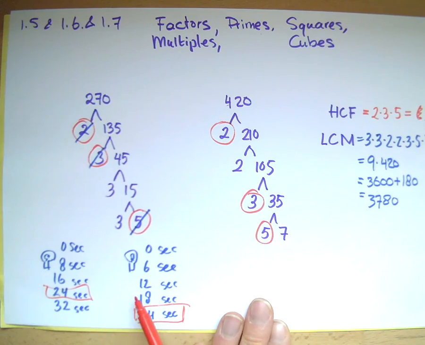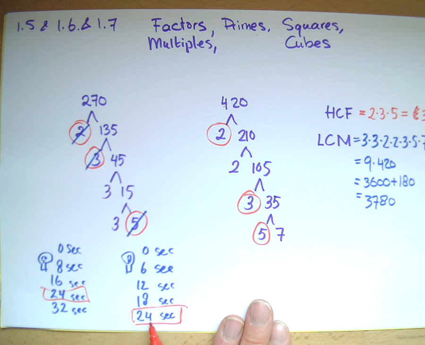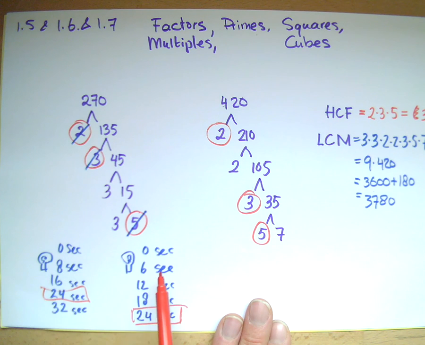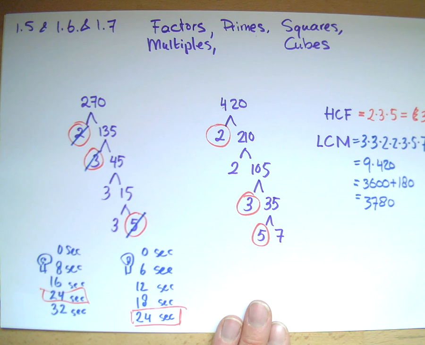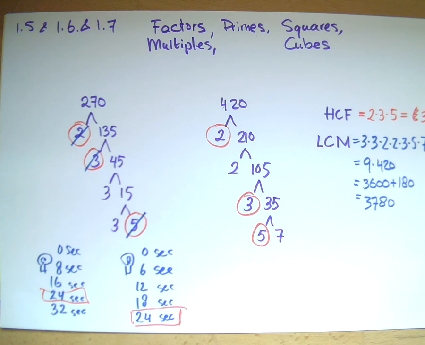That is an example question of when, like a real life question, when you need lowest common multiple. And because these numbers are easy numbers, we can do it by just listing the multiples. But when you're working with bigger numbers or ones that don't reach the lowest common multiple this soon, you use your factor trees. Okay.